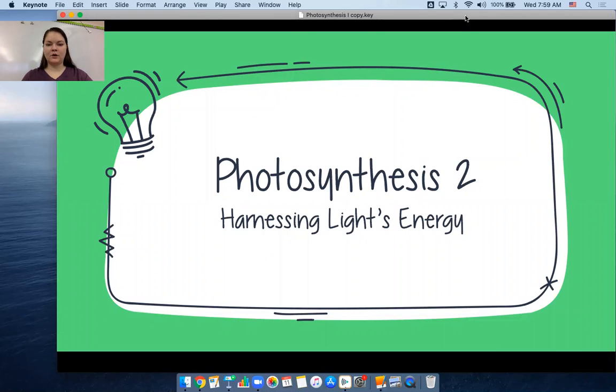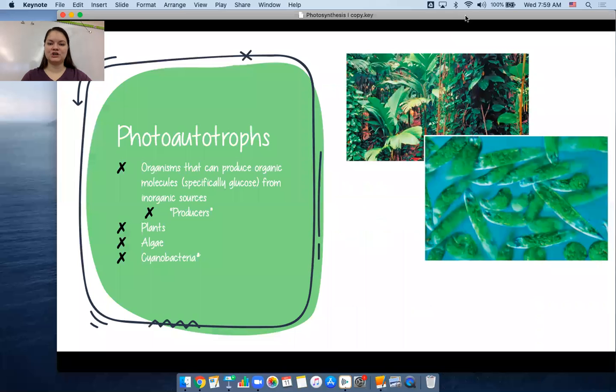So now that we've looked at the overviews of photosynthesis and cell respiration, we'll look at the process that photosynthesis uses to harness light energy. In other words, we're really focusing in now on the light dependent reactions.